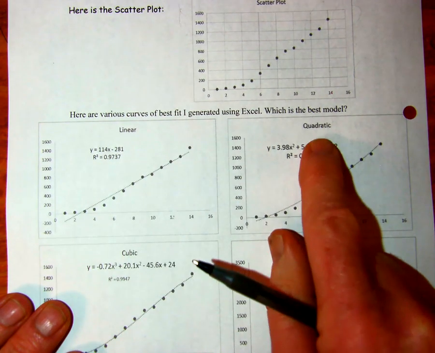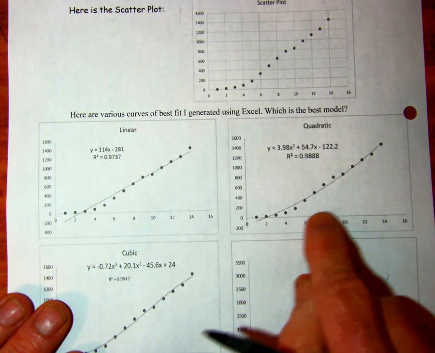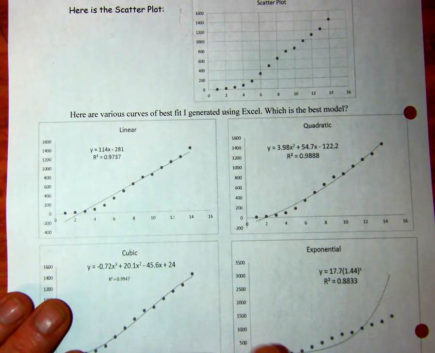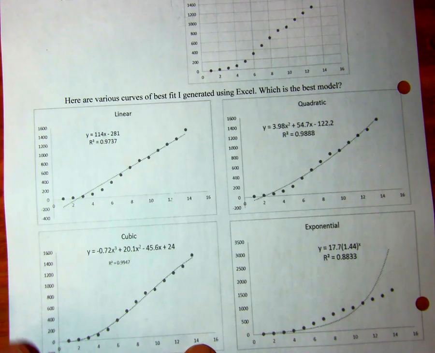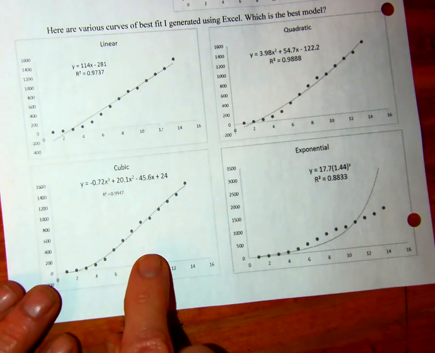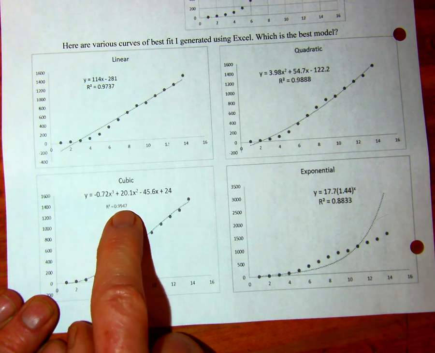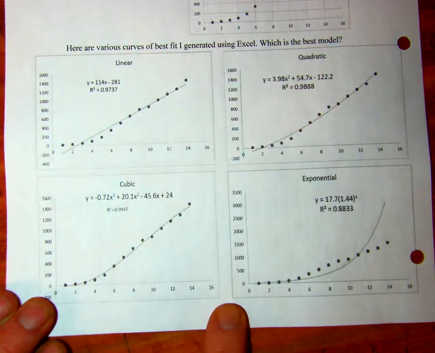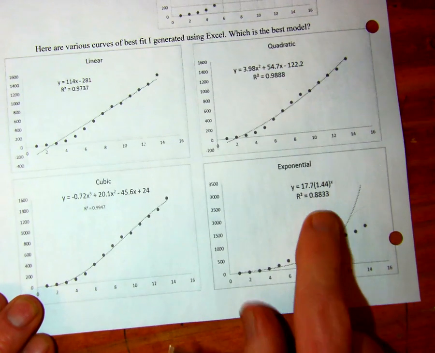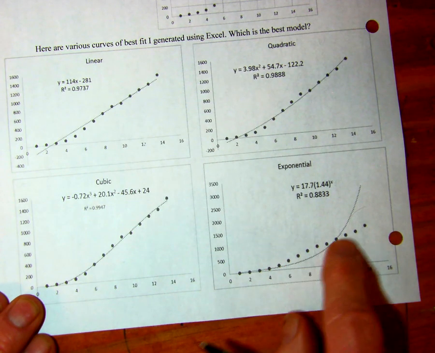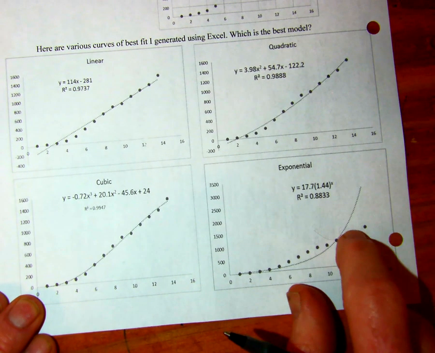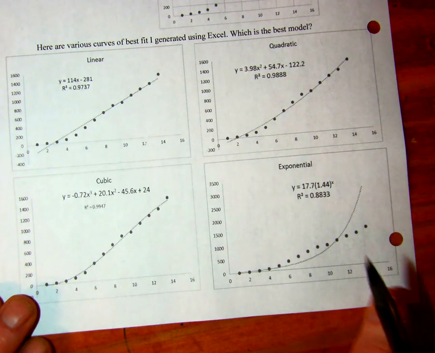If you do a quadratic, you get a different equation and a different r squared value. And again, none of these models go through all the points. The cubic, again, the r squared value is a little higher, 0.9947. Exponential looks not too bad initially, but then it starts to go off the rails at high values.